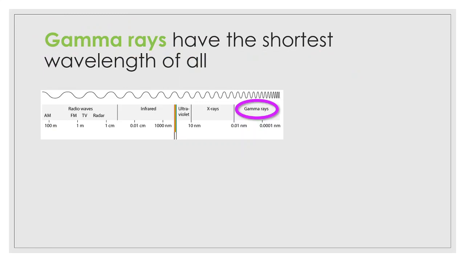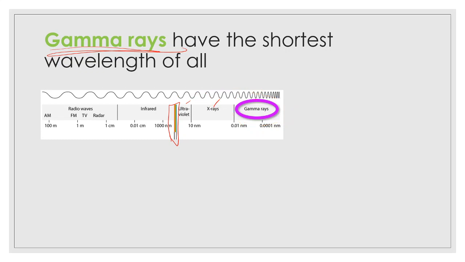And lastly, the final type of light that we need to know about are these things called gamma rays. Gamma rays have the shortest wavelength of all. They're all the way over. So here's the visible spectrum here. The shorter wavelengths than that are called ultraviolet. Even shorter than that are X-rays. And the shortest wavelength of all are gamma rays.